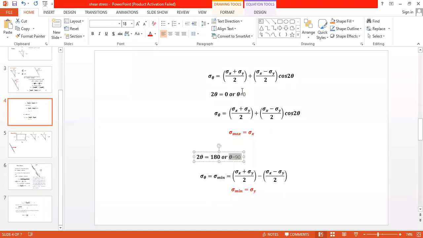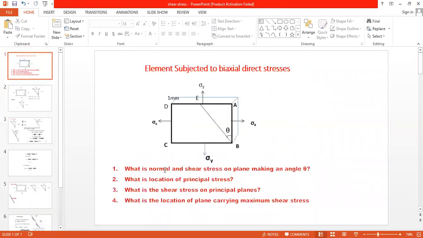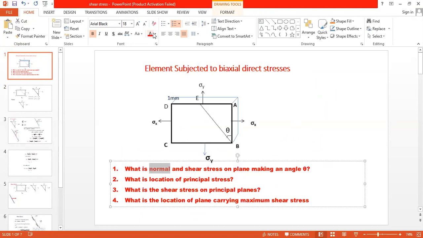Also you got the normal stress on the inclined plane. Now see here in our question, you have completed this normal stress. Now you have completed the location of principal stresses. Now we have to calculate the shear stress on a plane making an angle theta, the shear stress on principal planes, and the location of the plane carrying maximum shear stress. That we will discuss today.